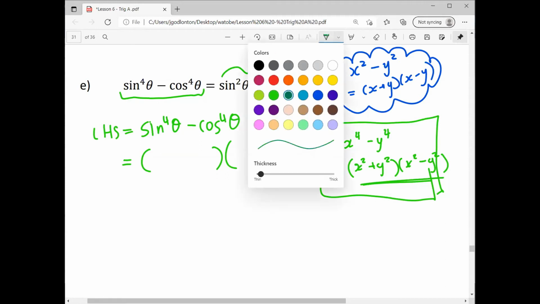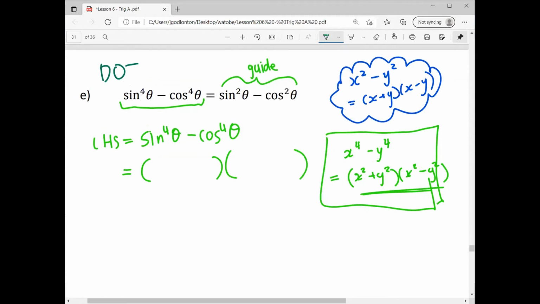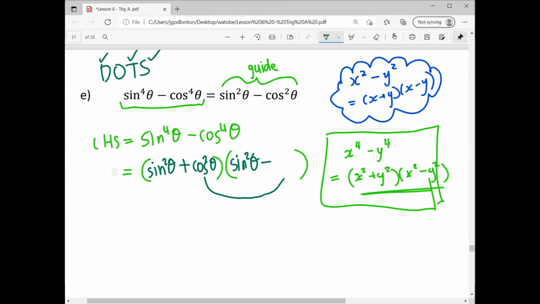When I teach difference of two squares to my grade 9s, we write dots. Our way of checking if we can do difference of two squares: is there a minus sign for difference? Yes. Are there two terms? Yes. Are they both square numbers? Yes. So we can do difference of two squares. We're going to have a plus and a minus, and when we multiply those together, we need to get sine 4 theta. So sine squared theta and sine squared theta will give us sine 4 theta. Then I need to think about my cos. When I multiply those together, cos squared theta, cos squared theta.